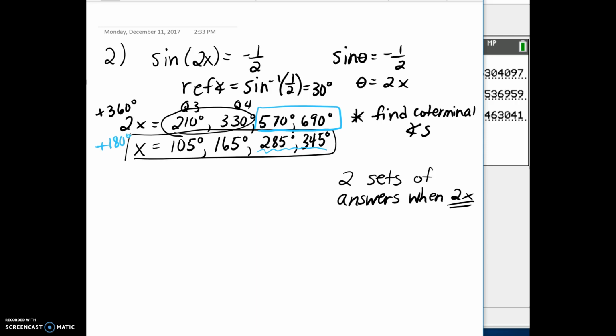That number is going to change. That plus 180 would change. If I was doing 3x, it would be plus 120 instead. So if you want to stick with the regular coterminal angles, you would add 360 to your originals and then divide it out later on.